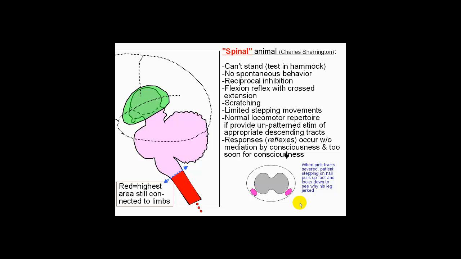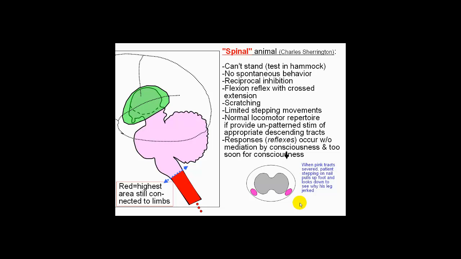But you can put them in a hammock so their legs are down. Usually you study a quadrupedal animal, usually a cat or a dog in Sherrington's case. And so their legs can be touching the ground, and they're kind of upright. He studied animals like that a lot, so they can't stand. Moreover, if you put them in a hammock like that, they never do anything spontaneously. They just sit there. But they do respond to certain kinds of stimuli.